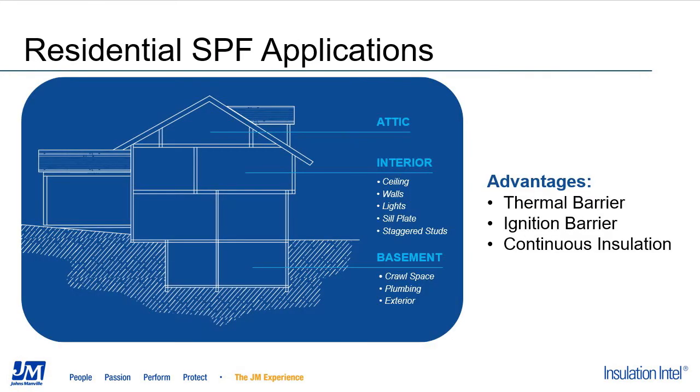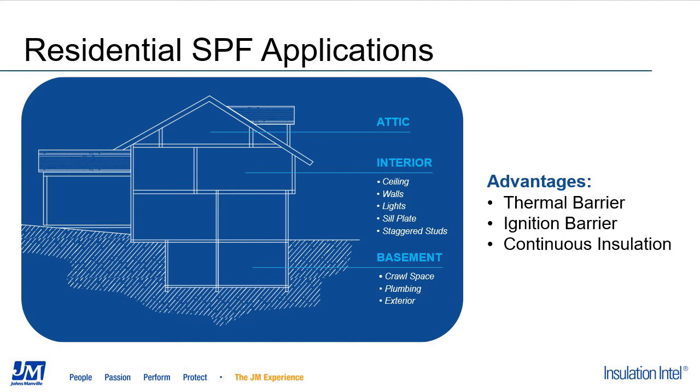There are many different residential applications for spray foam. It can be used in attic spaces, many different interior locations such as ceilings, walls, lights, the sill plate, and staggered studs. Finally, spray foam can also be used in the basement of a residential building, in the crawl spaces, around plumbing, and on the exterior of the foundation. There are many advantages of using spray foam in a residential application, such as being a thermal barrier, an ignition barrier, and it can be used as continuous insulation. Please check with the local design of your building to ensure that additional coatings are not needed and that you are using the correct spray foam products to meet your needs.